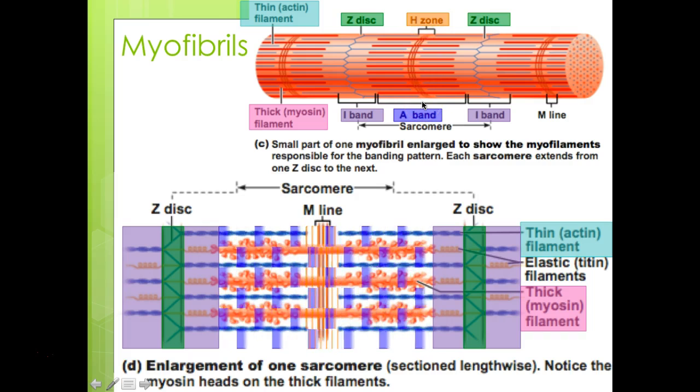Now our M line, there we go. Now we can really see our M line well. Our M line is a line of a protein known as myomesin. I'm guessing that's why they called it the M line, because myomesin starts with an M. It bisects our H zone vertically, so it just splits that H zone in half.